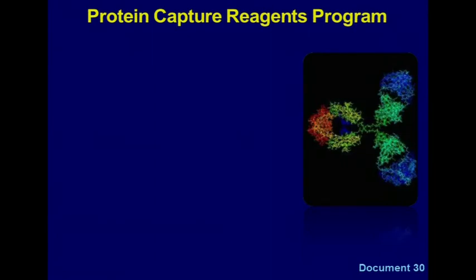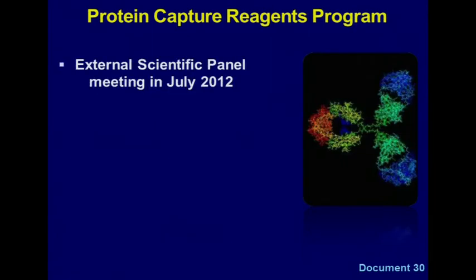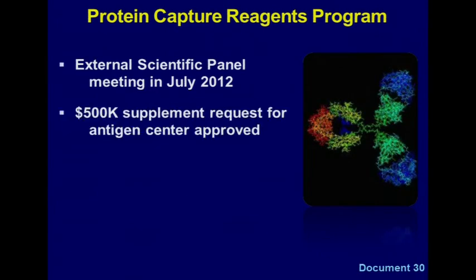The NIH Protein Capture Reagents Program held a productive teleconference with its external scientific panel this past July to provide a program update. The NIH particularly sought guidance from the panel for improving the capacity of the antigen production center. Based on the feedback from this meeting, we submitted a $500,000 supplement request to boost antigen production, and this request was approved by the Common Fund.